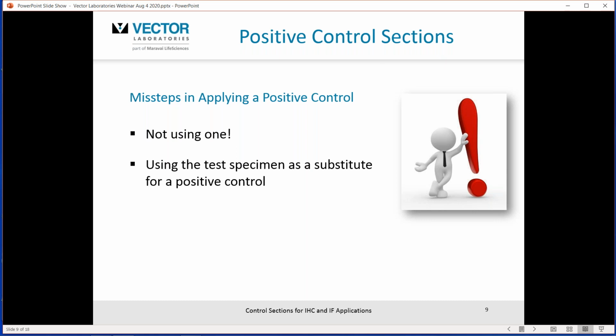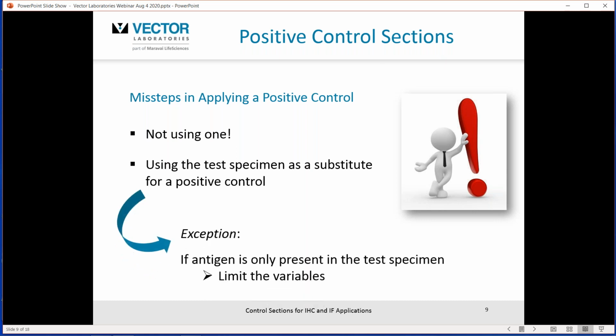Now, if you remember the little asterisk I had in the definition in one of the first slides I showed, about a known section or to express moderate to high levels of target antigen, the exception here, this is where we're revisiting this asterisk, would be if the antigen is only present or assumed to be present in that test specimen. And in that case, you're thinking, gee, what do I do here?